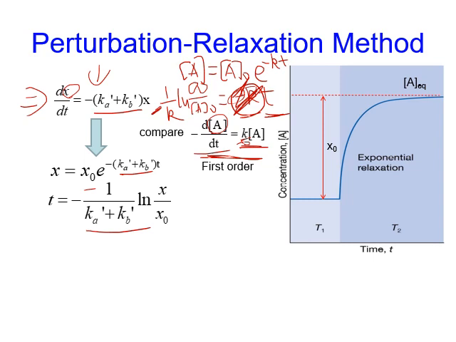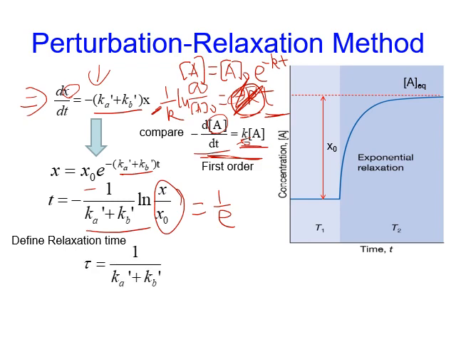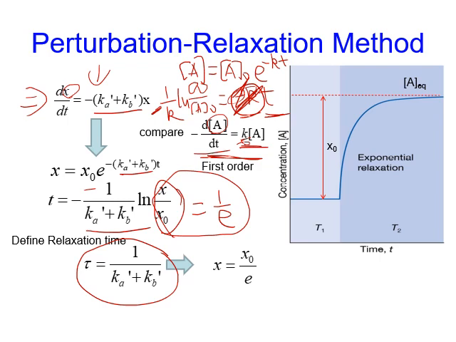So now we are ready to define relaxation time. What is relaxation time? For simplicity, let x over x naught equal 1 over e. Because this will make ln of 1 over e just negative 1, so negative negative becomes positive. So the time will just be 1 over Ka prime plus Kb prime. That's called the relaxation time. But what does this mean? x divided by x naught equals 1 over e, so x equals x naught divided by e.